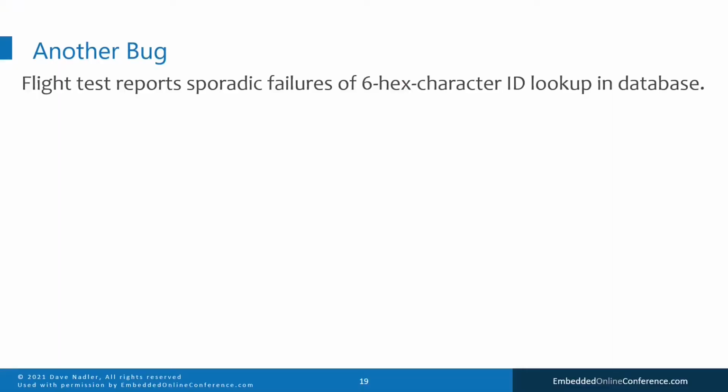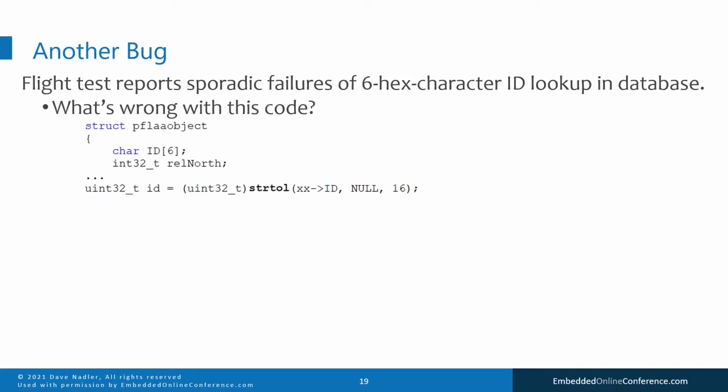The firmware was sent out to a few customers for flight test, and there were reports of sporadic failures of the ID lookup. FLARM uses a 6-character hex ICAO ID for a unique identifier for aircraft, and the product has a database. This display product has a database of known aircraft to present a more user-friendly identification. What's wrong with this code?